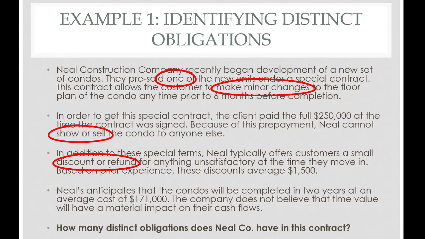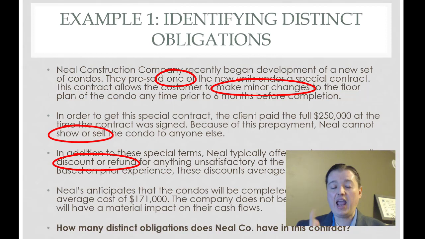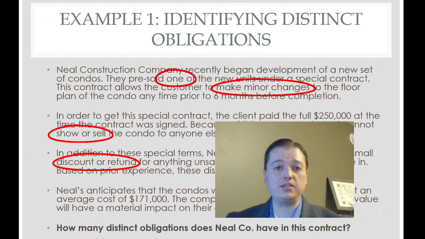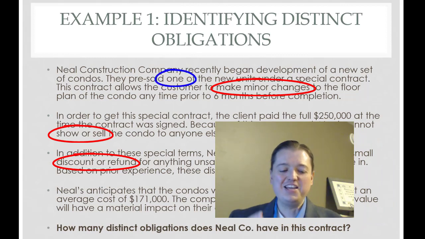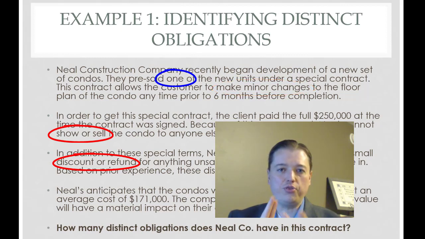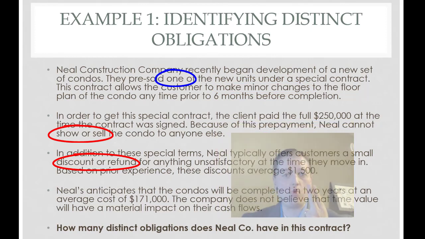The next question, now that we've identified the 4 obligations, is how many of those are distinct? Remember, to be distinct, they have to be mentioned in the contract and they have to stand alone. Well, in this case, all of them are mentioned in the contract. We've seen them in the details up here. But let's think about this. First off, the condo itself. Could I give them the condo and not do anything else? Yes, I could. Second, could I allow them to make changes to the condo without actually selling them the condo? No. So those 2 are not distinct. I'd have to treat them as one.